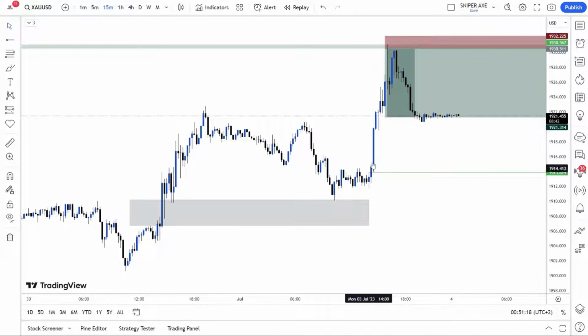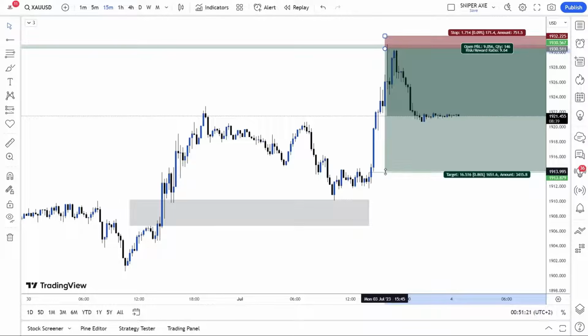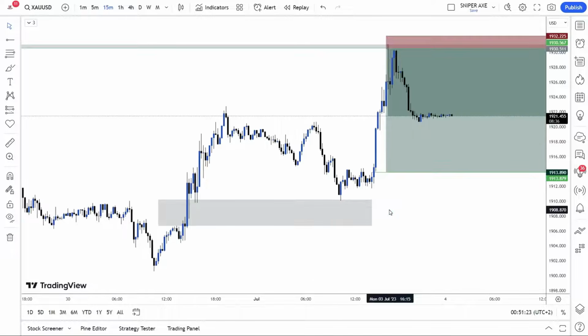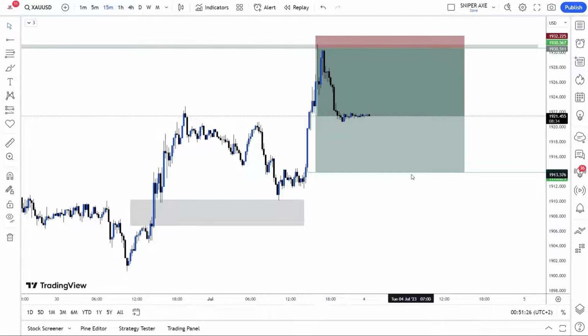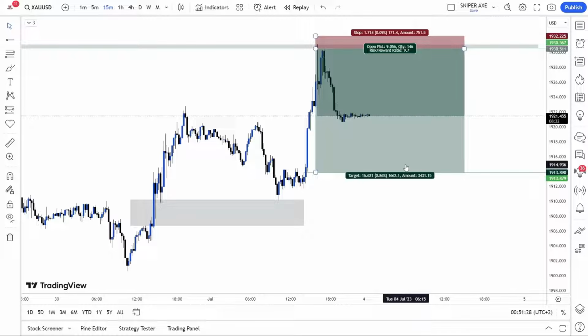There's an FVG there, there's an FVG there. So my price actually has to come and close that FVG. So the best of this trade that I can get as a scalp trade is something like 166 pips. That is too good, that is too much, right?